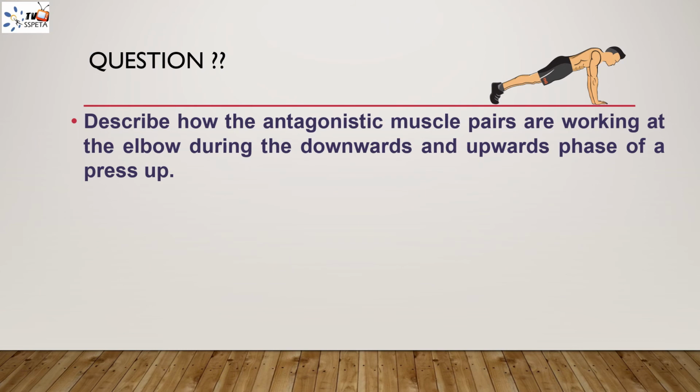So let's have a look at this question. We have a diagram whereby a person is doing a press up. Describe how the antagonistic muscle pairs are working at the elbow during the downwards and upwards phase of a press up. So you have to analyze the movement which is done at the elbow. Were you able to do it? Okay, so let's look at the answer.